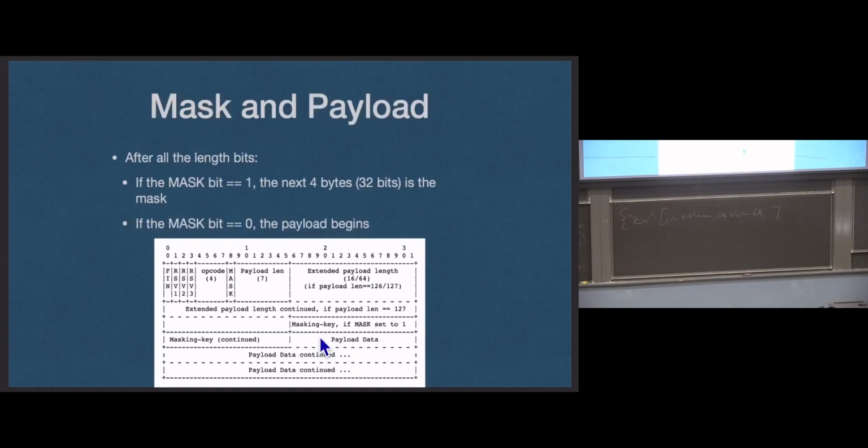Okay, no questions on payload length. Let's keep moving. So we talked about the mask bit. It's either 1 or 0. If it's 1, the next 4 bytes after the payload length, no matter how many bytes the payload length took up, are going to be the masking key.